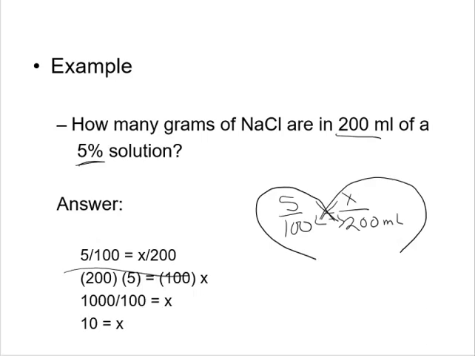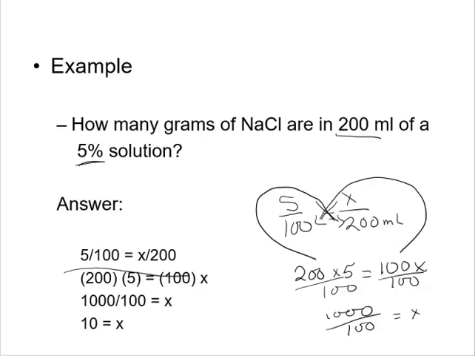So when you work that out, that's 200 times 5 equals 100x. We need to get x by itself, so we divide by 100 on both sides. So 200 times 5 is 1,000 over 100 equals x. So x is going to equal 10. So that's our answer.